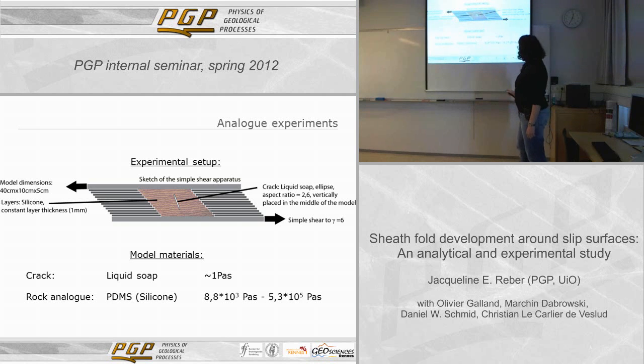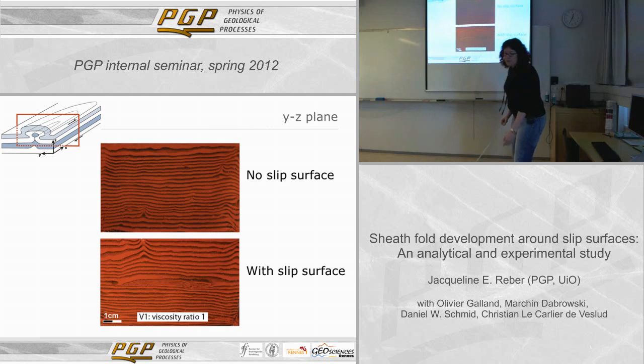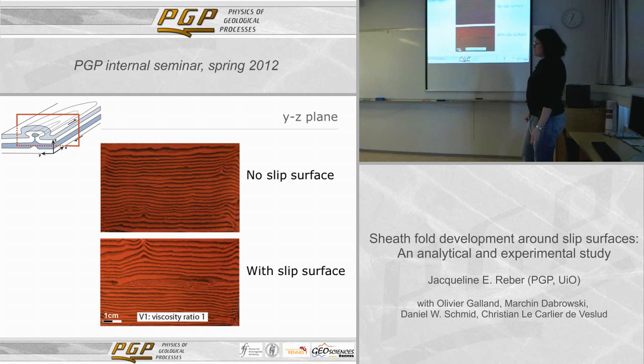So the materials we're using are, for the slip surface, liquid soap. That's approximately 1 pascal second. To simulate the rock, we're using PDMS, which is a silicone. And we can vary the viscosity contrast, so we can get a ratio of approximately 50 between 2 silicones. Now, the first thing we tried was, again, to see if also in these experiments the slip surface is the actual trigger of the sheath fold. So we did 2 experiments where we had 2 silicones, the black and the red one, which are exactly the same viscosity, so it's only a color difference.